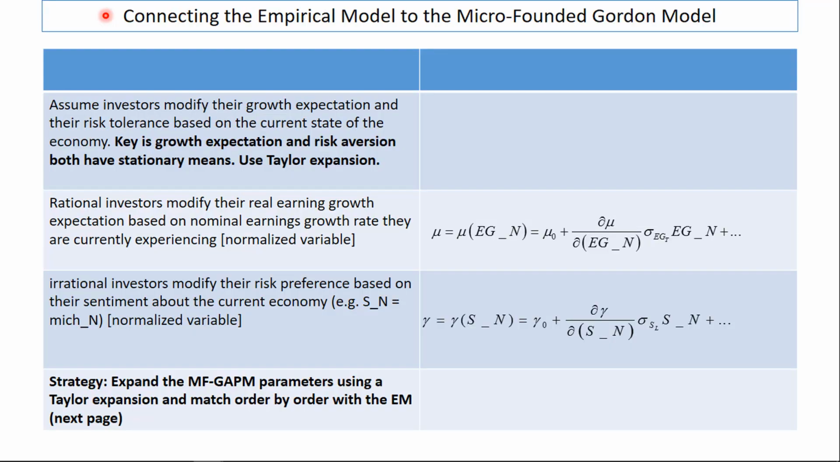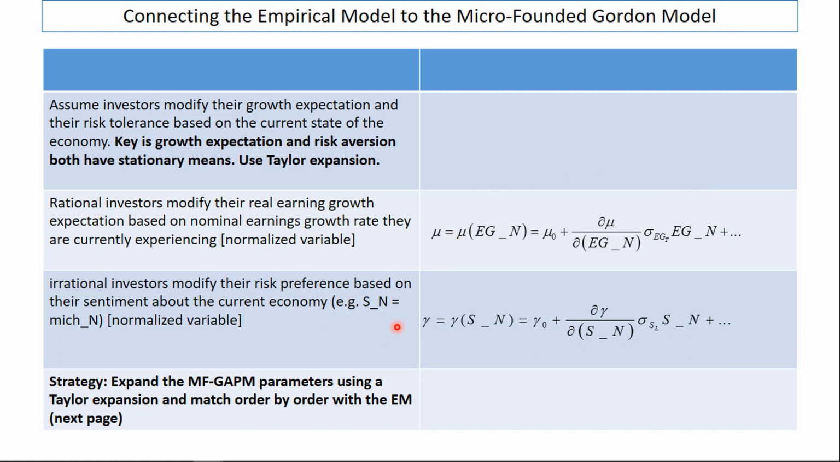So now I'm going to connect the empirical model to the micro-founded Gordon model. The key to doing this is to use a Taylor expansion of the parameters and expectations in the discounting model. So if we come down here, we see what I've done is to assume that the growth rate expectation is related to the trailing earnings growth variable, and I've simply expanded the function in a Taylor series. So it's mu0 plus the derivative of mu with respect to the earnings growth times the normalized variable itself. The sigma here is to compensate for the fact that this is a normalized variable, normalized by sigma, so it needs to be taken out if you're doing a Taylor expansion.